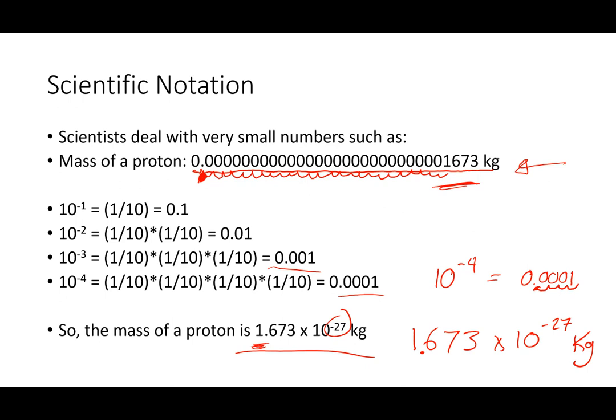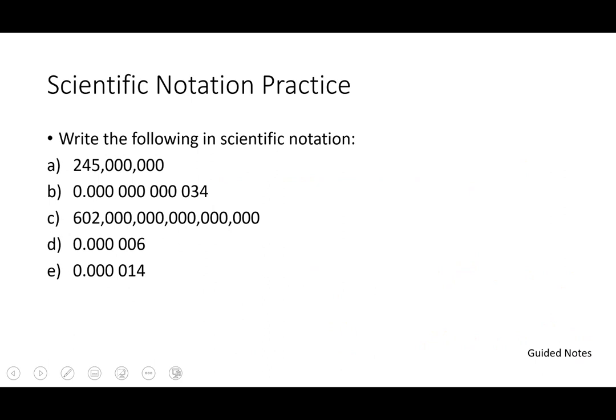Let's do a little bit of practice to help this sink in. Okay, write the following in scientific notation. We've got 245 million. Okay, so how would we do this? We know that we need to have a leading digit, and we need to know how many decimal places we need to move this. Where's the decimal on this currently? Well, it's right there. It's right at the end. There's an implied decimal there.